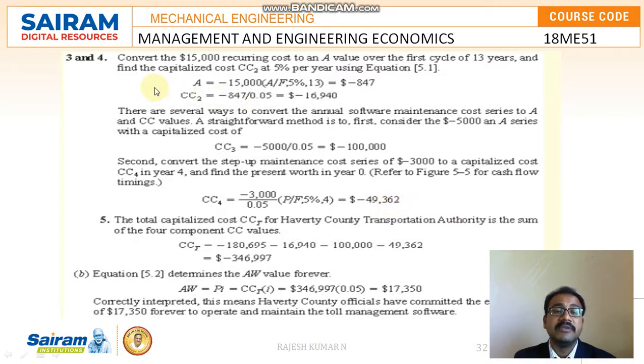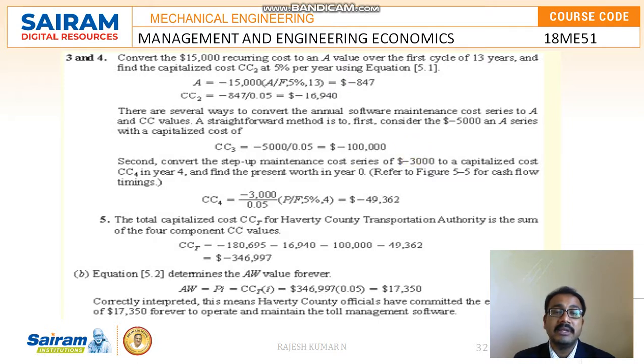And next we need to convert this $15,000 recurring cost to a value over the first cycle of 13 years, and we need to find the capitalized cost, that is CC2, at 5% per year using the first equation. So A becomes minus 15,000 at 5% interest, so I'll be getting minus 847. I'll substitute this A value in CC2. So minus 847 divided by interest of 5%, that is 0.05, I'll be getting minus $16,940.